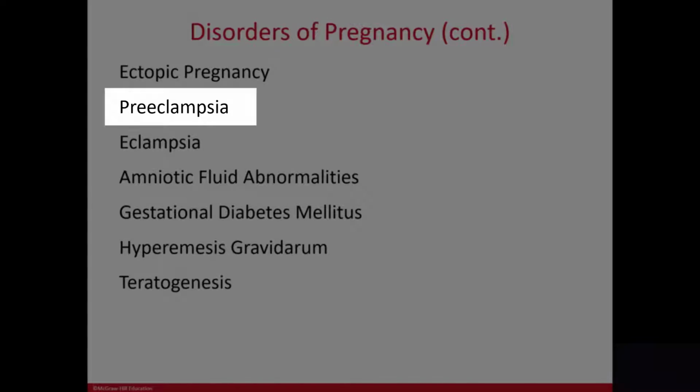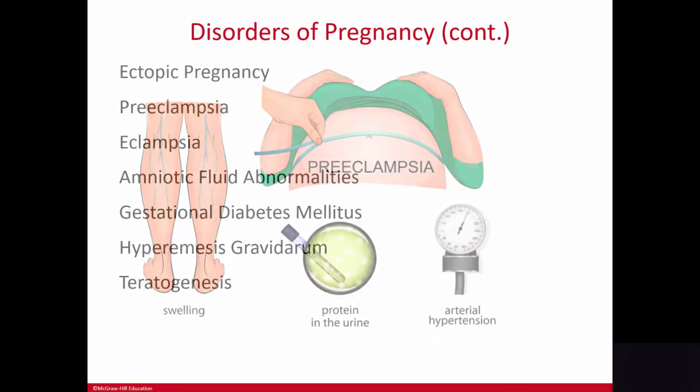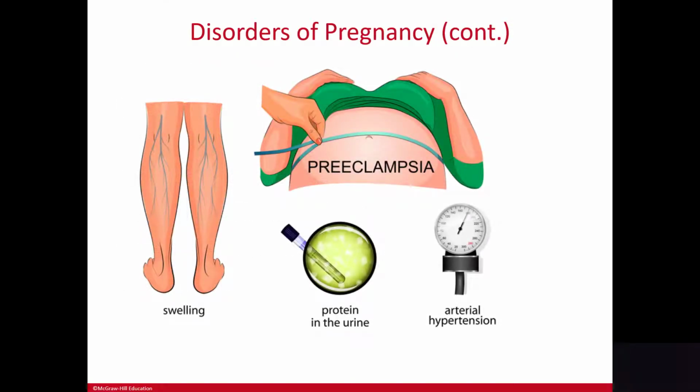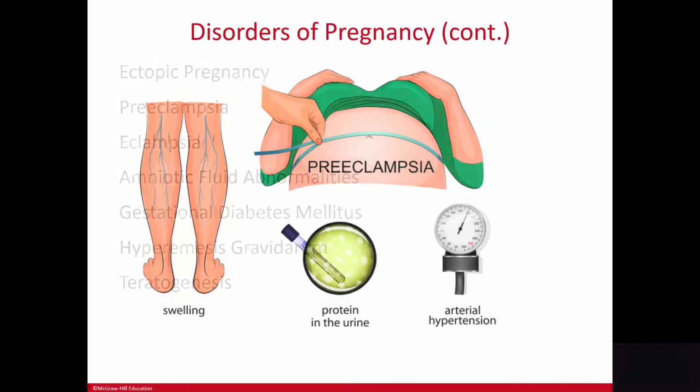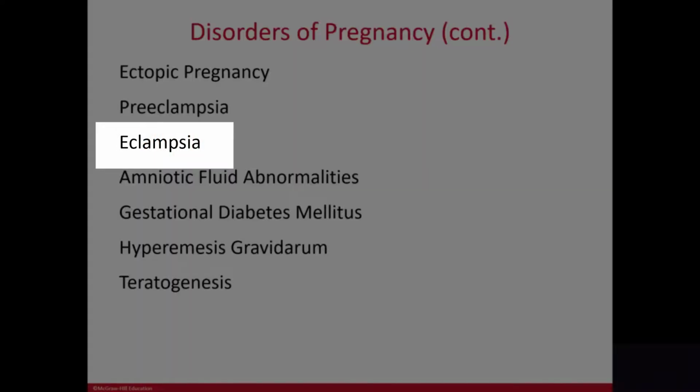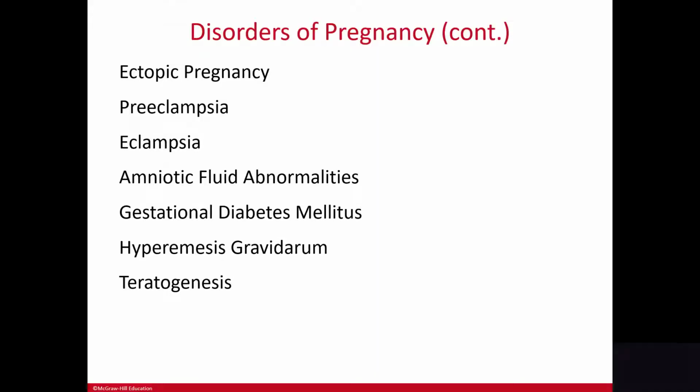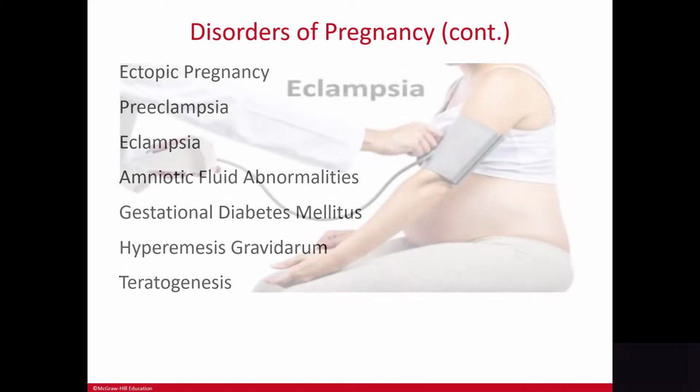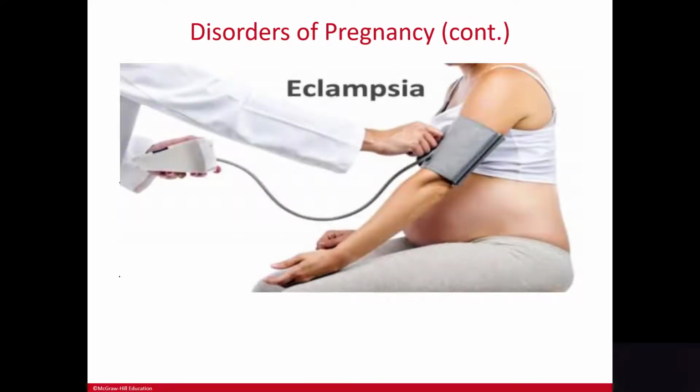Preeclampsia is a disorder that involves increased blood pressure, proteinuria, and edema after the 20th week of pregnancy. It can also involve headaches, nausea, and visual problems for the mom. This needs to be closely monitored because if left uncontrolled or untreated, it can lead to a life-threatening condition of eclampsia.